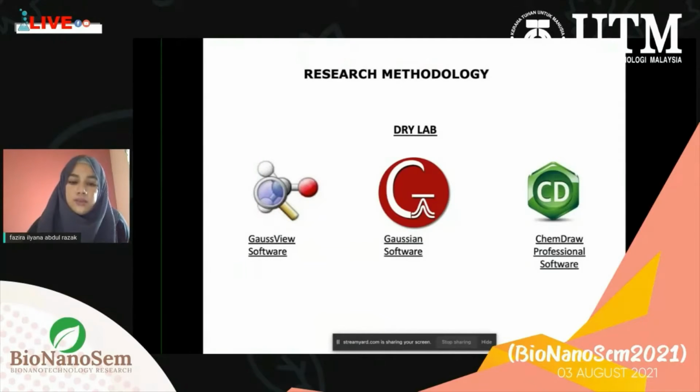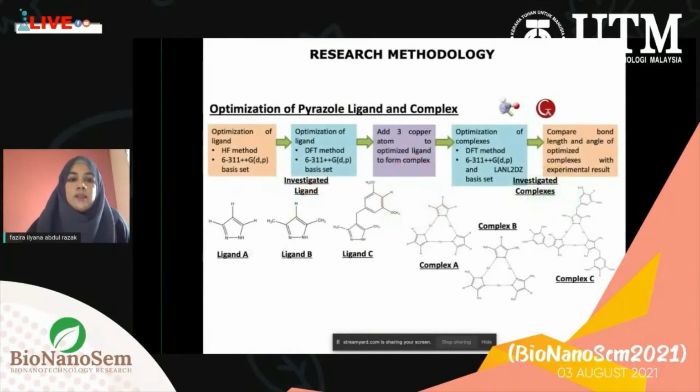We have Gaussian software, and then we use ChemDraw for professional software as well. Okay, so first step in research methodology, you need to have your structure, right? So the first step is your structure. So let's say this is my structure. So I have ligand A, B, C.